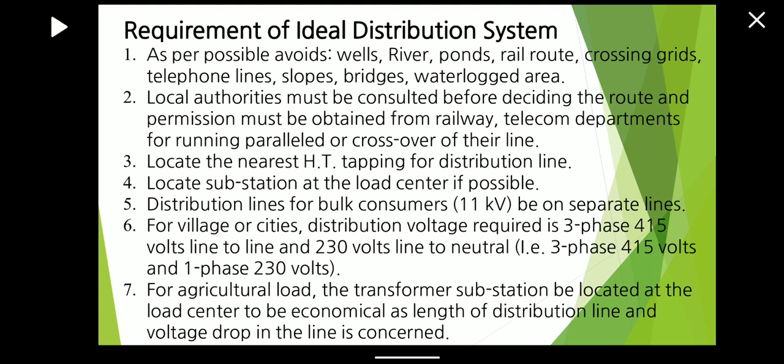Next, locate the nearest HT tapping for distribution lines. Then locate the substation at the load center if possible. Distribution lines for bulk consumers, that means 11 kV consumers, should be on separate lines. For villages or cities, the distribution voltage required is 3-phase 415 volt line to line and 230 volt line to neutral. That means 3-phase 415 volt, single phase 230 volt.